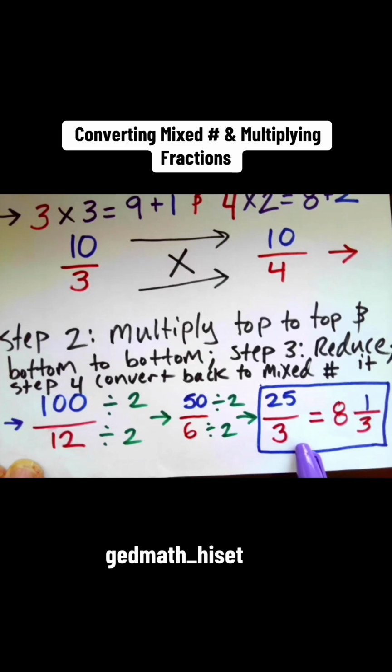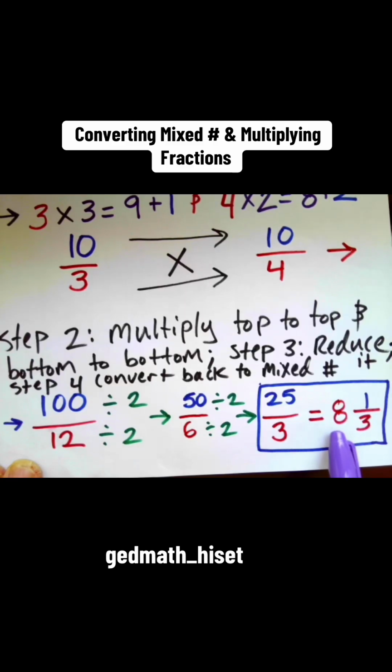You can review my video on converting improper fractions to mixed numbers if you need some more assistance with that. So the rule is you take 25, you divide by 3. 25 divided by 3 is 8, because 8 times 3 is 24. So 8 becomes your whole number. What's 25 minus 24? It's 1. So the remainder becomes your numerator, and then the denominator 3 stays the same.